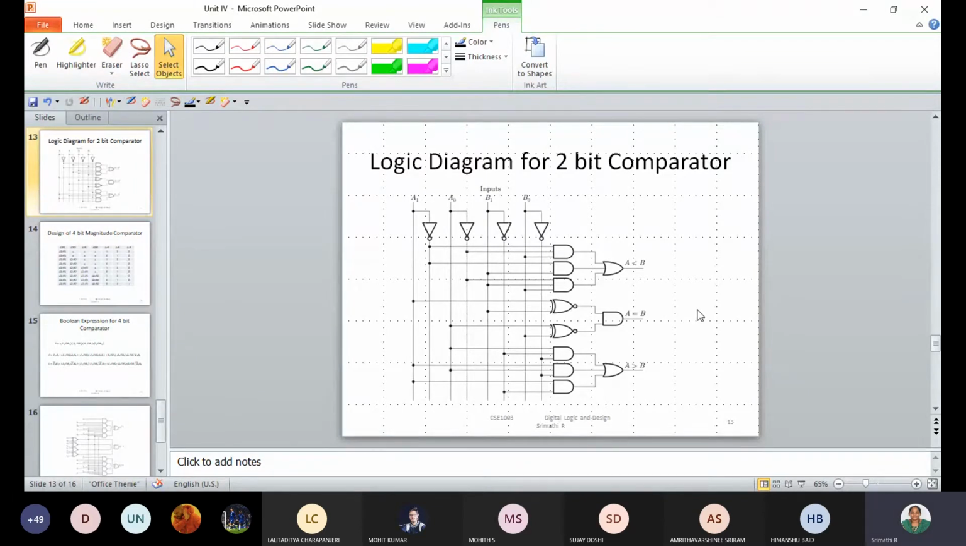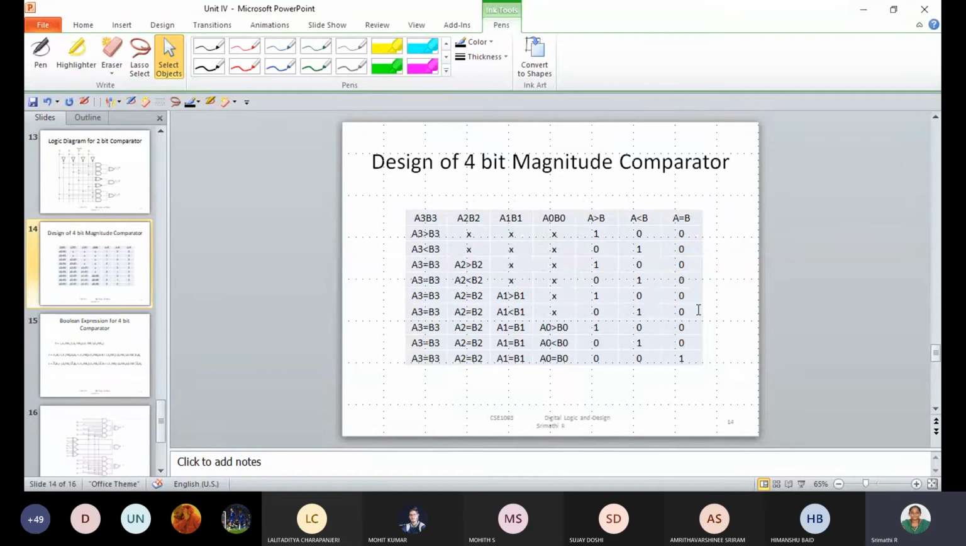Okay, so let me go ahead with the 4-bit comparator. In the 4-bit comparator, we have 4 bits of A and B. So A will have A0, A1, A2 and A3. Similarly, B will have B3, B2, B1 and B0. Again, in the same way, you just combine. First, start with the most significant bit.